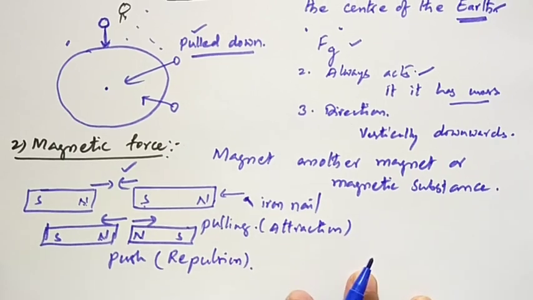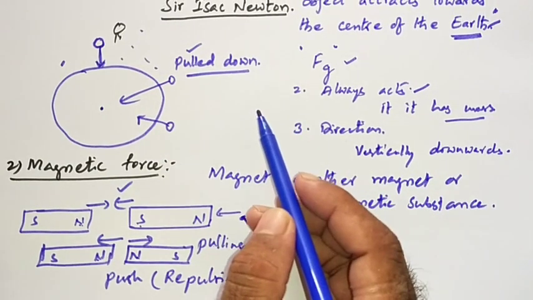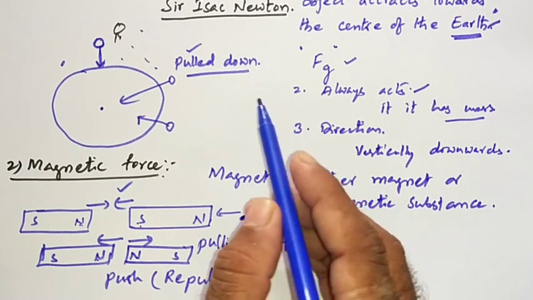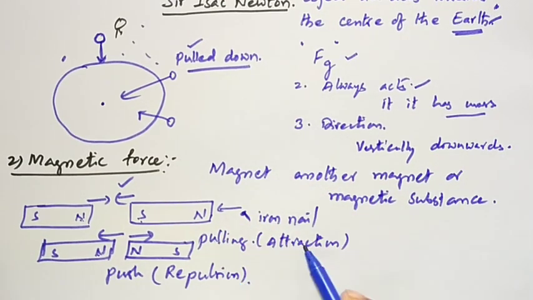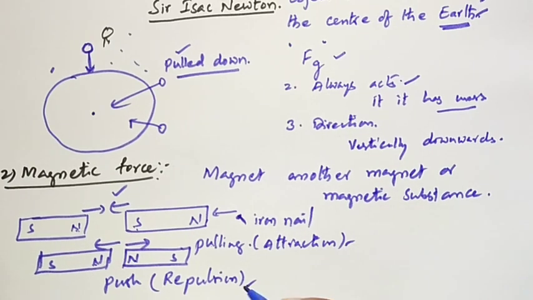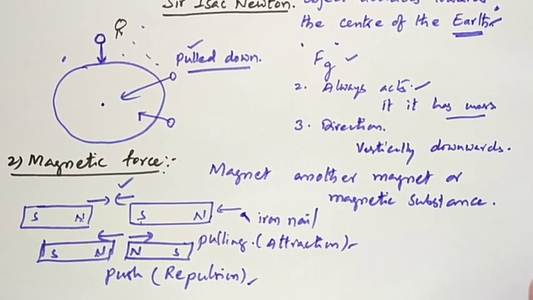Whereas gravitational force is only attraction, it is only one kind of force. But with magnetic force, there are two: one is attraction, second one is repulsion. Understood, everyone? Whereas mass only attracts, magnets and other magnetic substances show attraction and repulsion. So this is about magnetic force.